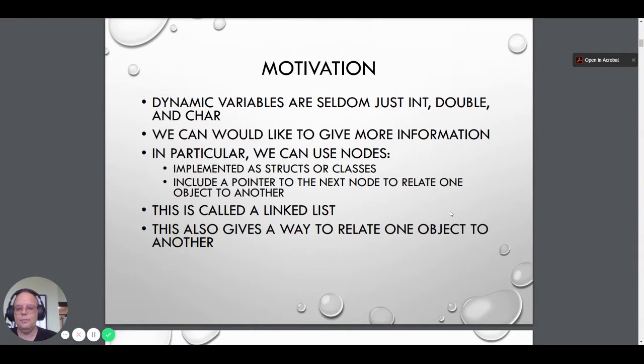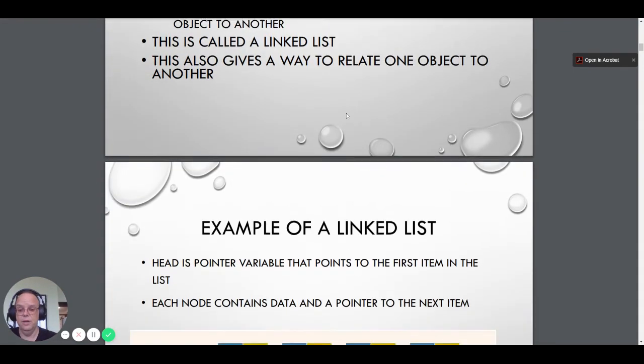Also, dynamic variables are seldom just int, double, and char, and we'd like to give more information. In particular, we can use something called a node. Nodes are implemented as structs or classes, and basically they include a pointer to the next node so that we have a way of relating one object to another. And that's the definition of a linked list. We'll get a more formal one a little bit later on in the presentation.